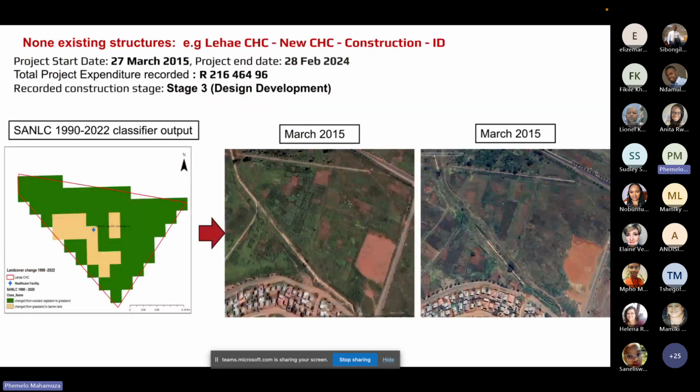Another example, using the Department of Forestry and Fisheries land cover, we were able to pick up that there is a healthcare facility known as Lehae. So this community healthcare center was supposed to be constructed at this very specific area, but we saw that nothing was ever done. Unlike the other one, no preparation was ever even done on site. However, this is a project that is recorded, and it is said to have closed on the 28th of February 2024.